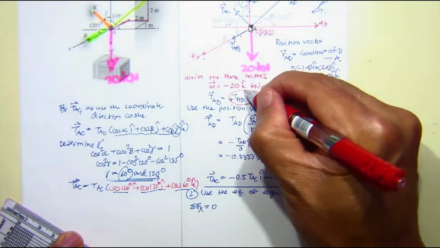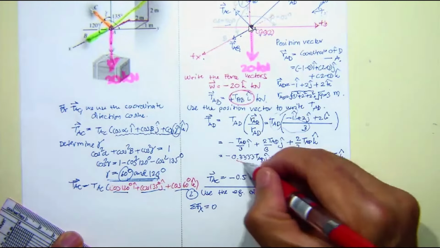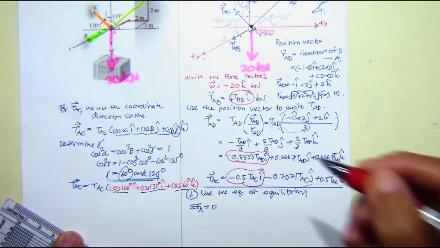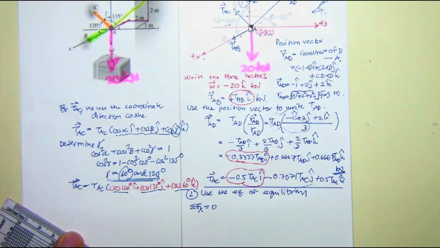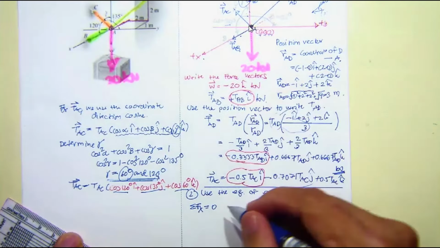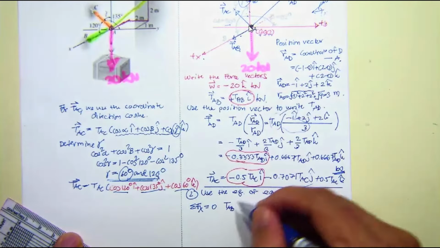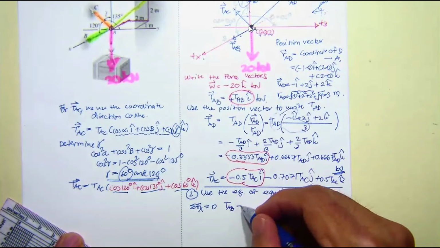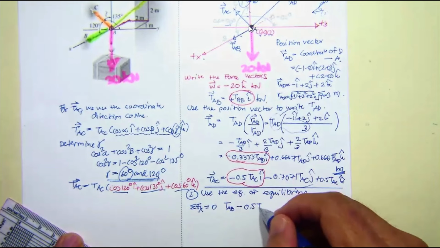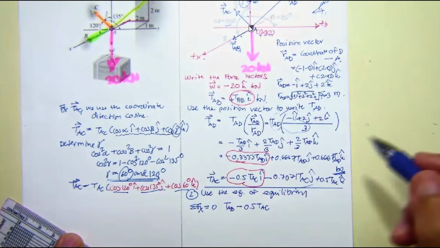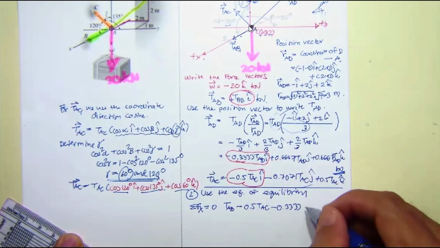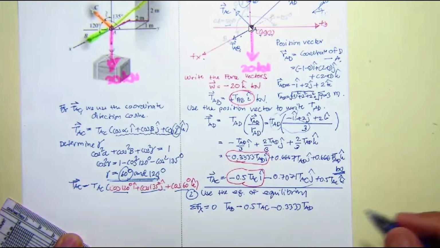This one is X. This one is X. And this one is X. So you'll have T sub AB, and this one minus 0.5 T sub AC, and then this one minus 0.3333 T sub AD, and then equal to 0.